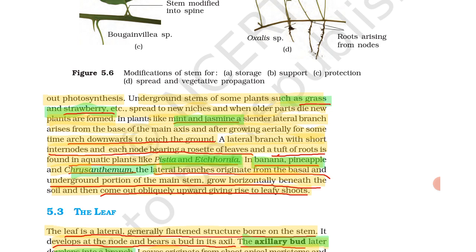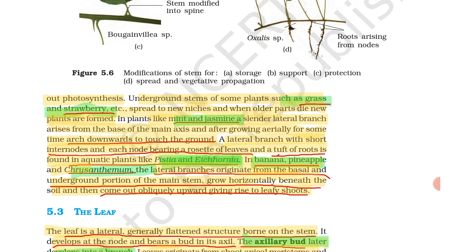The next is in plants like mint and jasmine, where a slender lateral branch arises from the base of the main axis, grows aerially for some time, and arches downwards to the ground. The main axis grows vertically upward, then arches downwards and touches the ground. The examples are mint and jasmine.